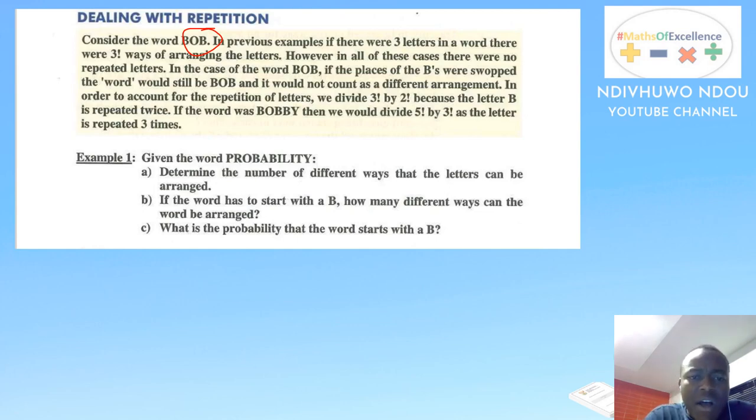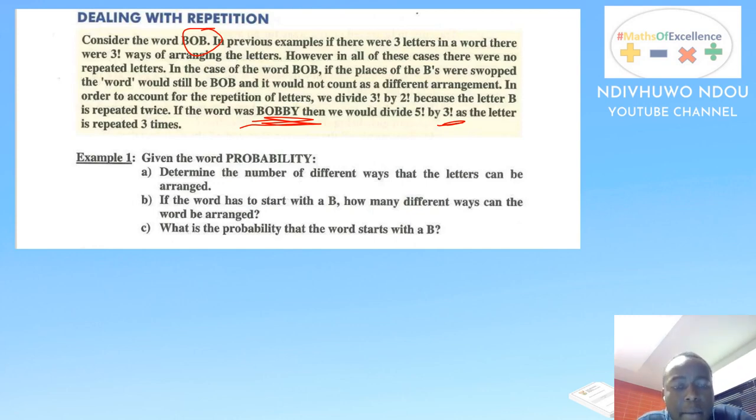So if the word was Bobby, how many letters are there? 1, 2, 3, 4, 5, right? We're going to say 5 factorial, then we divide by 3 factorial because the letter B is repeated 3 times, right? So that's how you do it when you're dealing with repetition. So let's look at example 1.